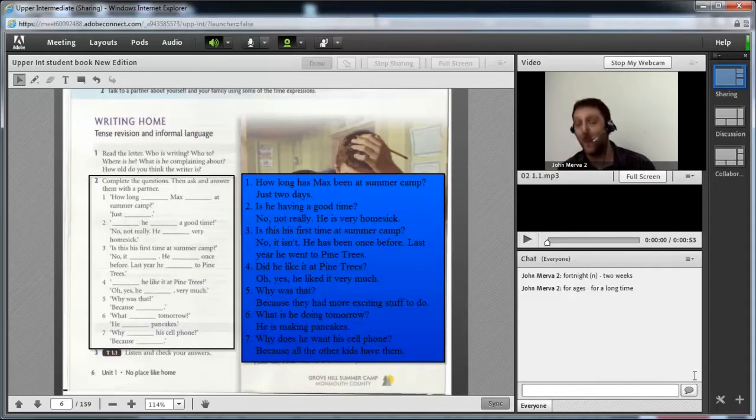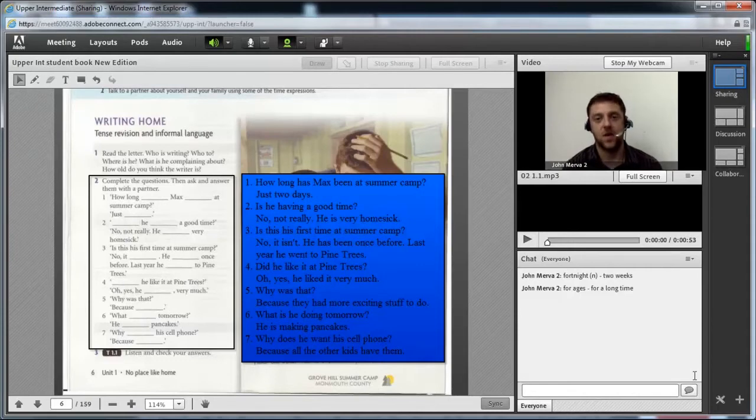Last year, he went. Past simple, finished action in the past, he went to Pine Trees. Did he like it at Pine Trees? Again, past simple, it's a finished action in the past. Oh yes, he liked it very much. Same reason. Why was that? We stay here in the past simple because we're still talking about how he liked it in the past, and the reason for that is because they had more exciting things to do, exciting stuff to do.